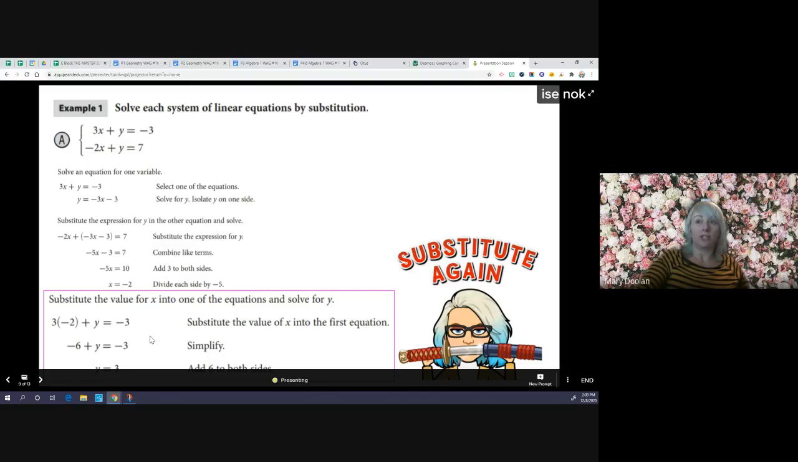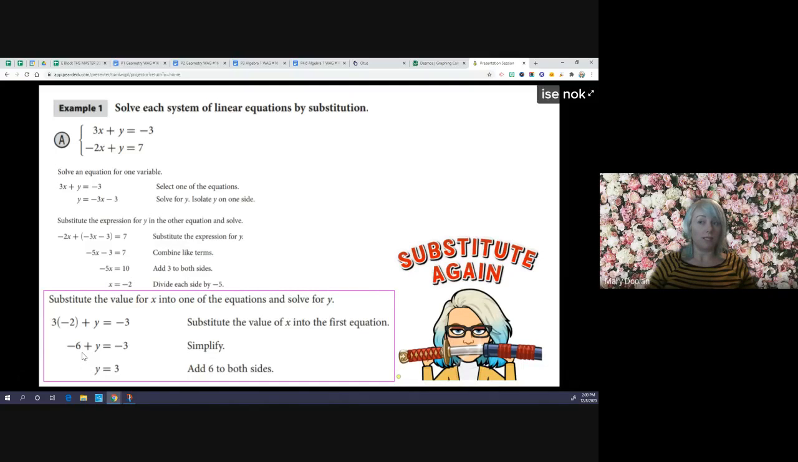This time we're just going to take the first equation, replacing x with negative 2. Substitute the value of x into the first equation and simplify it. 3 times negative 2 is negative 6. Add 6 to both sides.